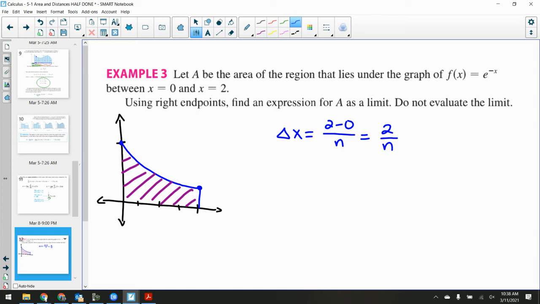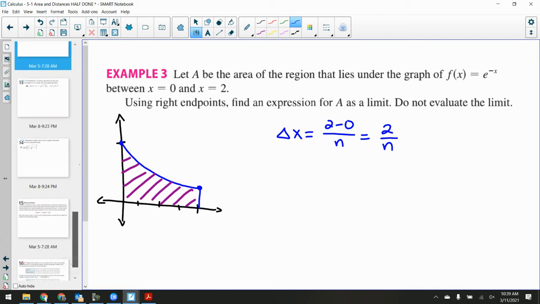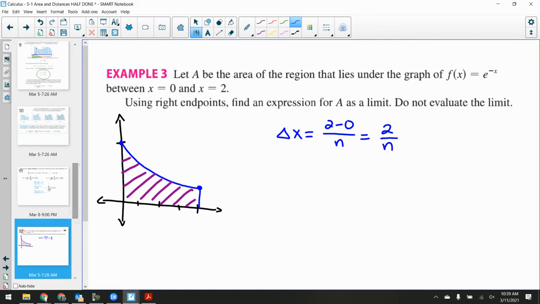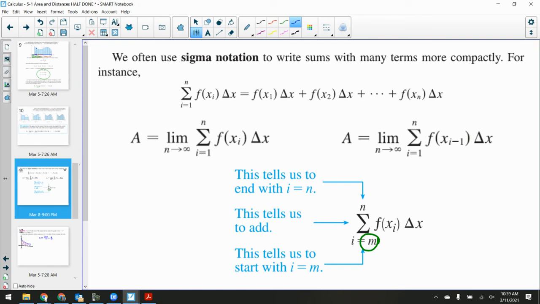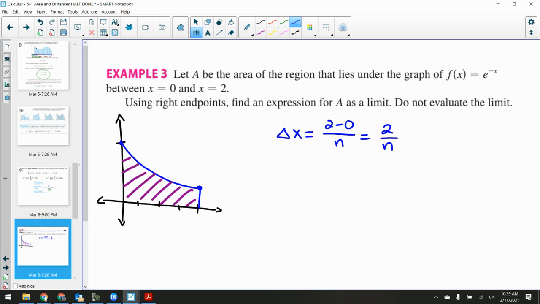And we don't know n. Right now, we're not setting n. We're not saying only 4 rectangles. We're not saying 6 rectangles. We're saying n rectangles. So therefore, we have 2 over n, because the final sum, thinking back to this here, is going to be f of xi times delta x. So we need our delta x in there. All right.